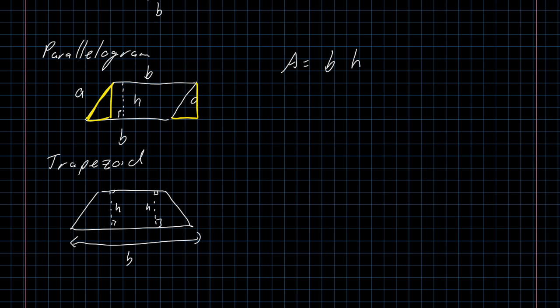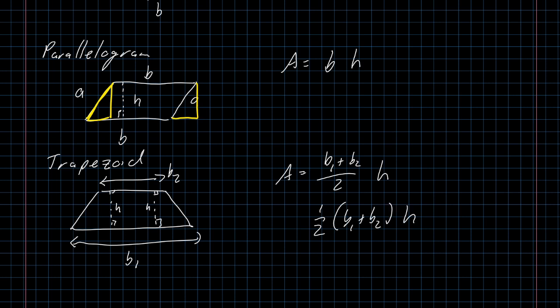But we'll call one of those sides B1, we'll call the other one B2, and the area is going to be the average, B1 plus B2 over 2 times the height. I've seen this written sometimes as 1/2 times B1 plus B2 times H, and while that's mathematically the same thing, I really like this version because it emphasizes what are we doing? We're taking the average value of that height.